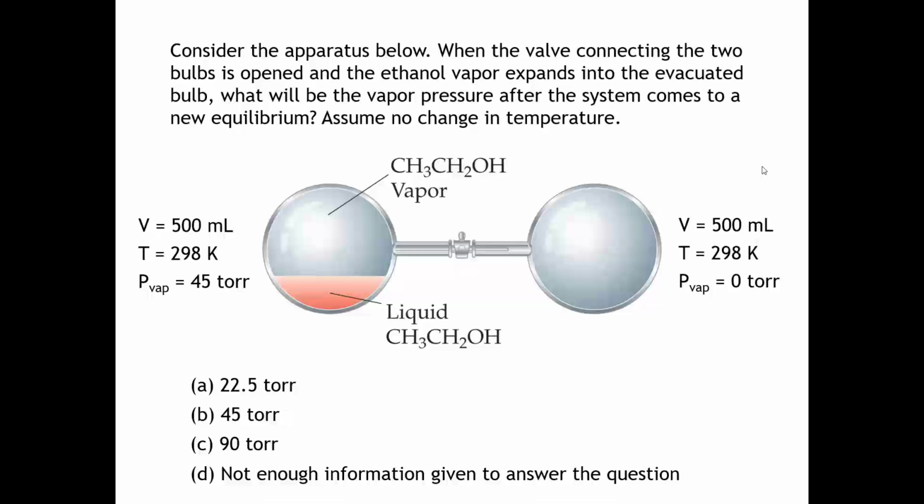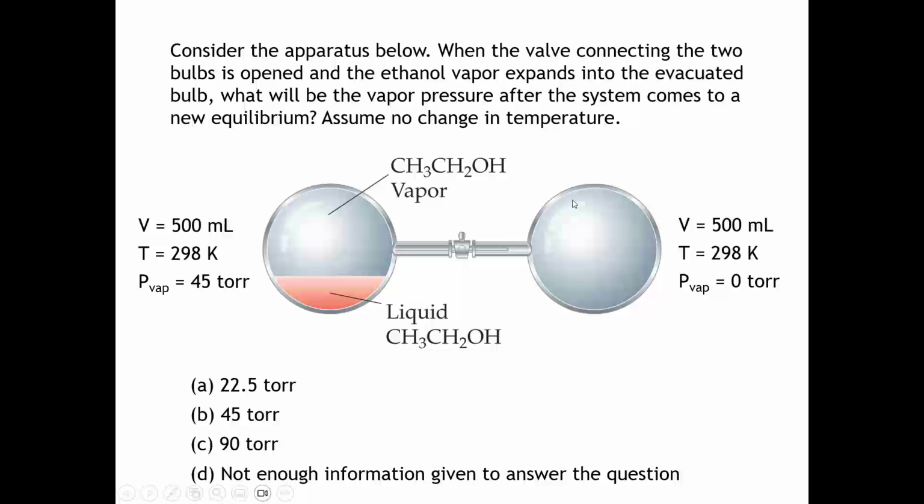Let's finish with a problem. This is a conceptual problem. So let's imagine that we have our sealed bulb that has liquid ethanol in it. And as we've been discussing in the lecture, some of the molecules from the liquid are going to escape and go into the vapor and build up a vapor pressure. At 298 Kelvin, the vapor pressure in this bulb is going to be 45 torr.